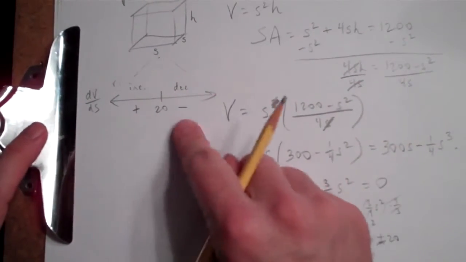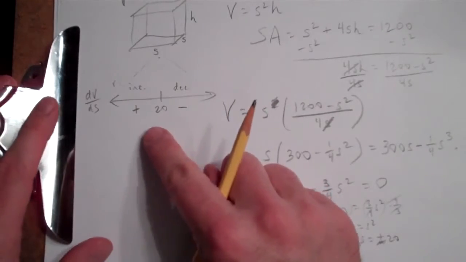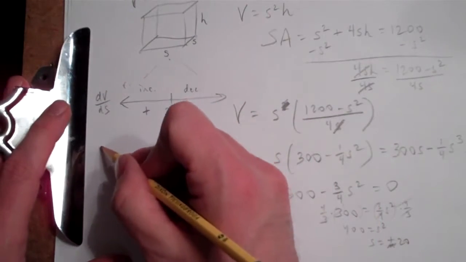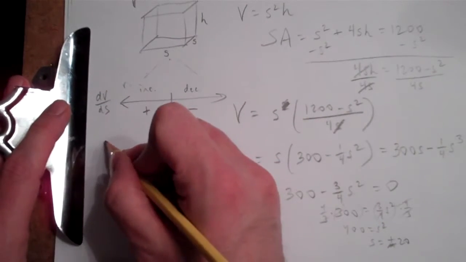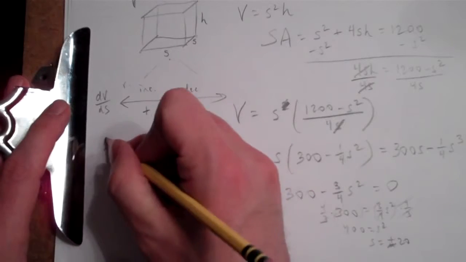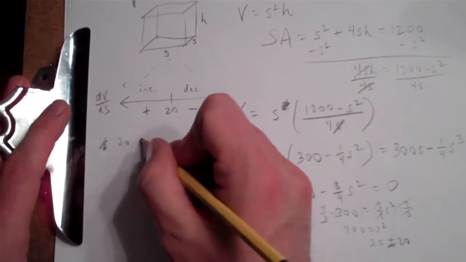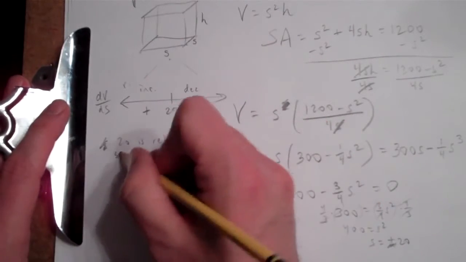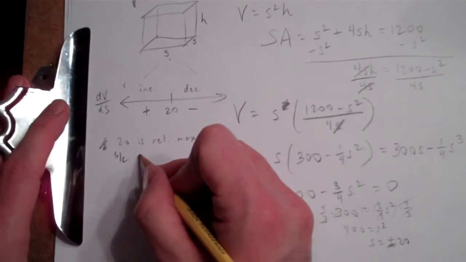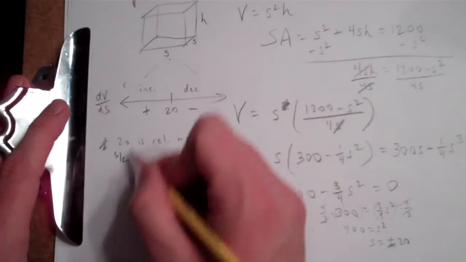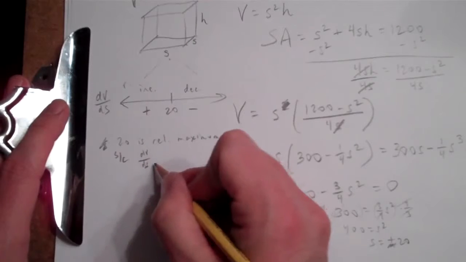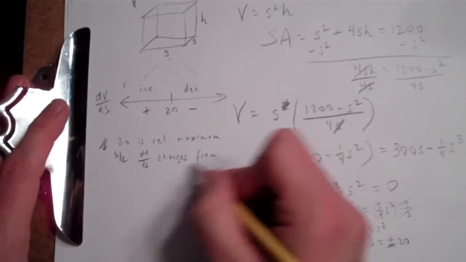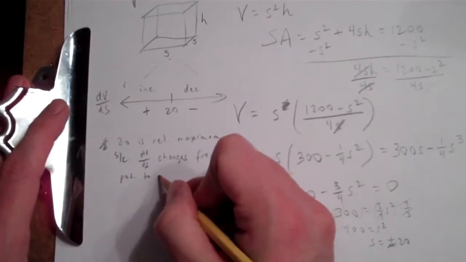Okay? Remember, the sign chart or the sign test, whatever you want to call it, is important, but it's not as important as making a statement. You want to say here that... I'm just going to say 20 is the relative maximum because the derivative of the volume with respect to the side changes from positive to negative.